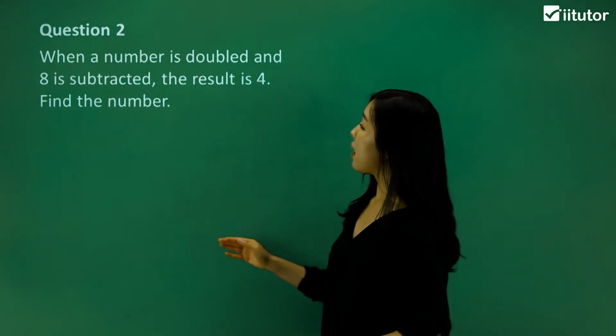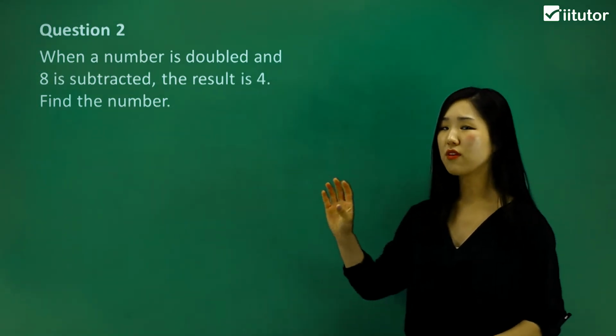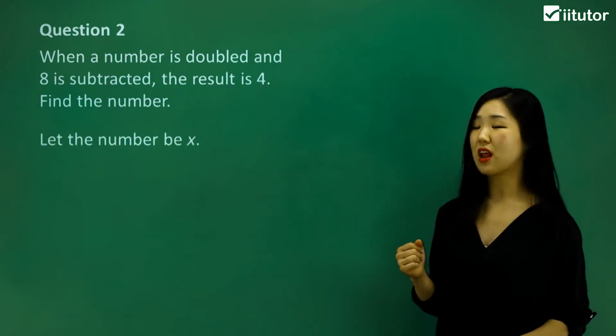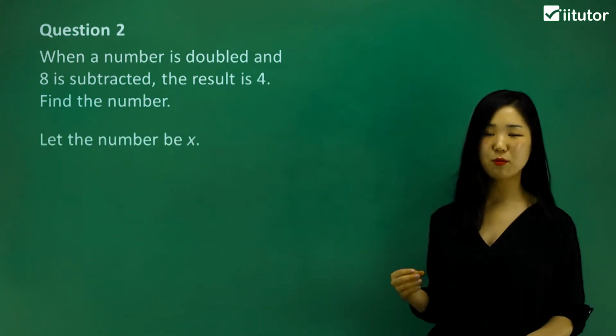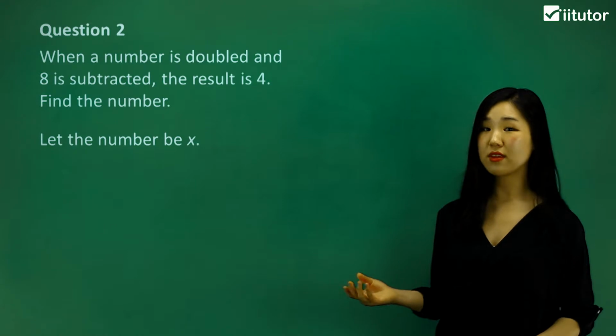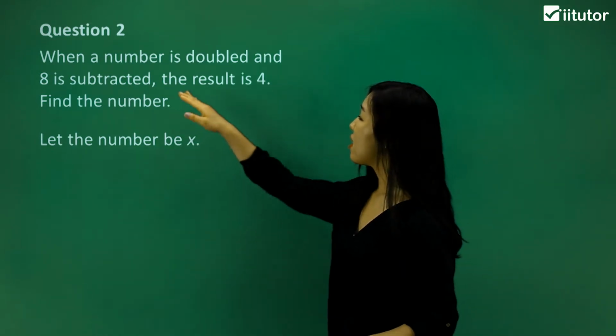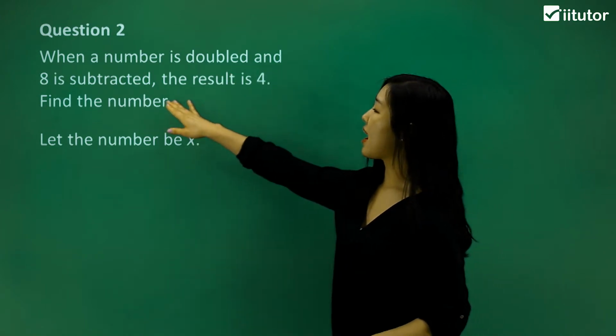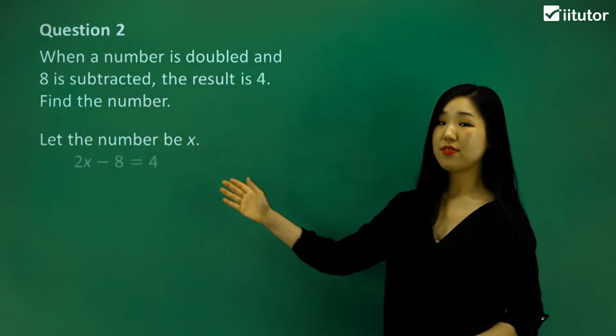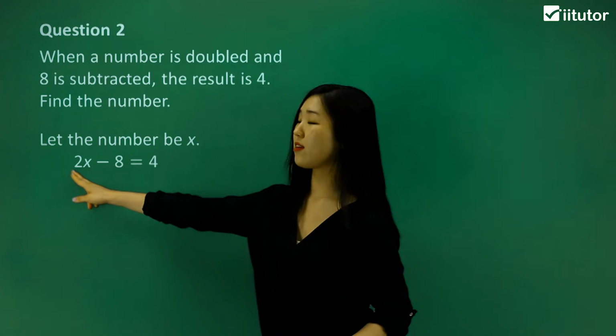Okay, so when a number is doubled, again we're looking for that number. So I'm going to let the number be x. I'm going to start by doing that. We know what the pronumeral will symbolize. It symbolizes the number. So if we let the number be x, it says when a number is doubled and 8 is subtracted from that number, then it's going to be 2x, see, 2 is double of that number.